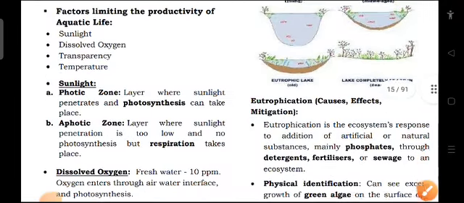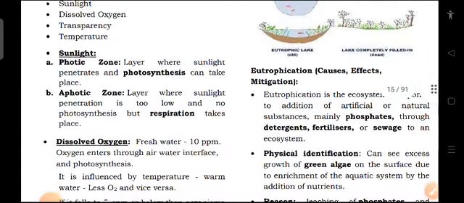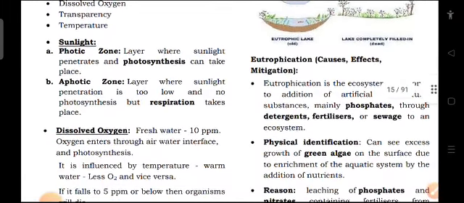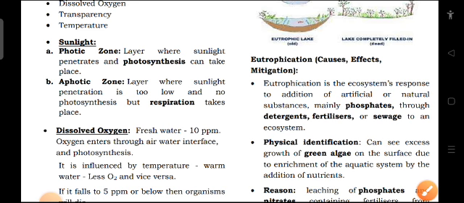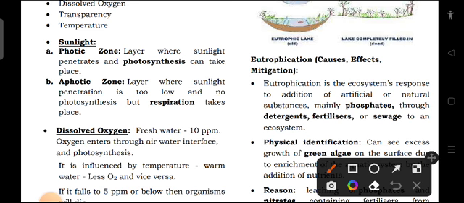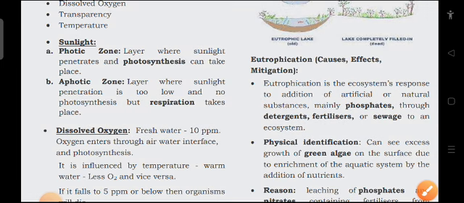First, sunlight. It is divided into two zones, photic zone and aphotic zone. A means not, like sunlight will not reach that particular zone. Photic zone is the layer where sunlight penetrates and photosynthesis can take place. Aphotic zone is the layer where sunlight penetration is too low and there is no photosynthesis, but respiration can take place because oxygen might be available there.